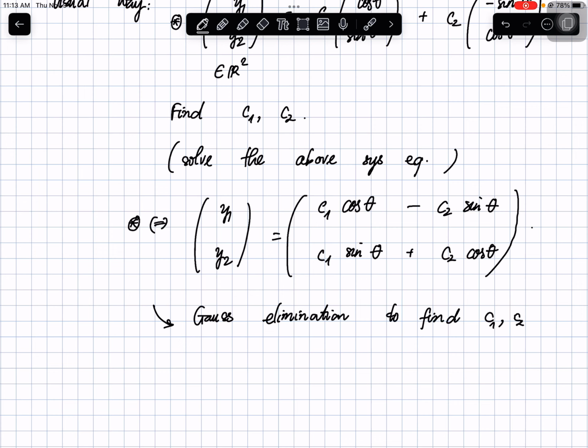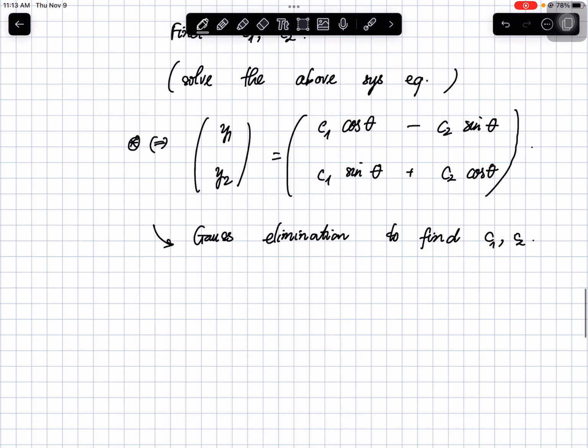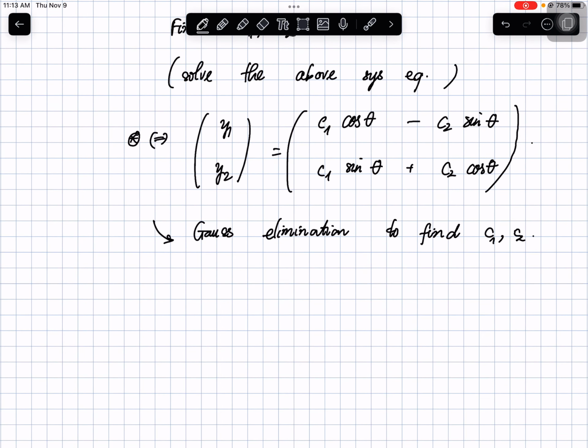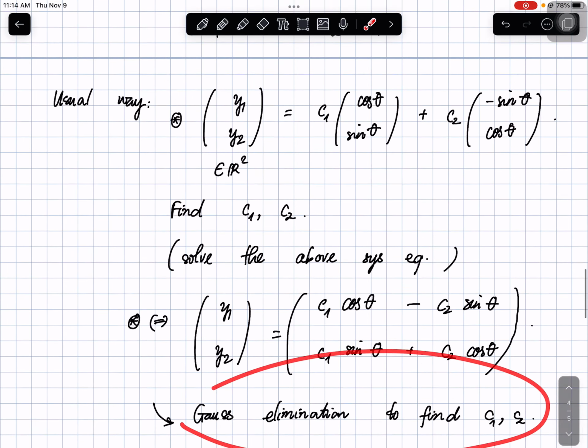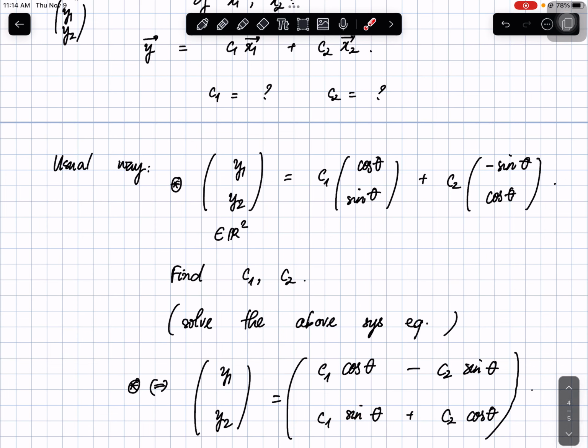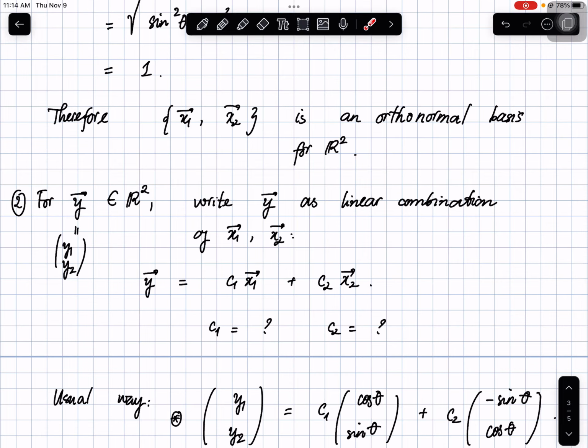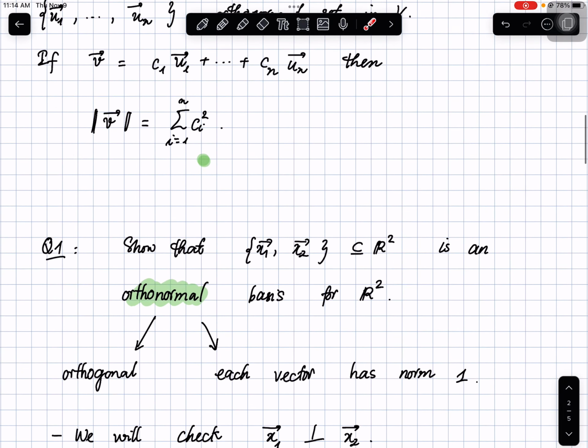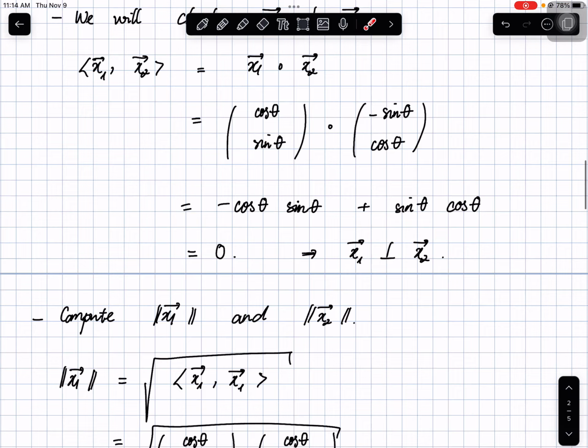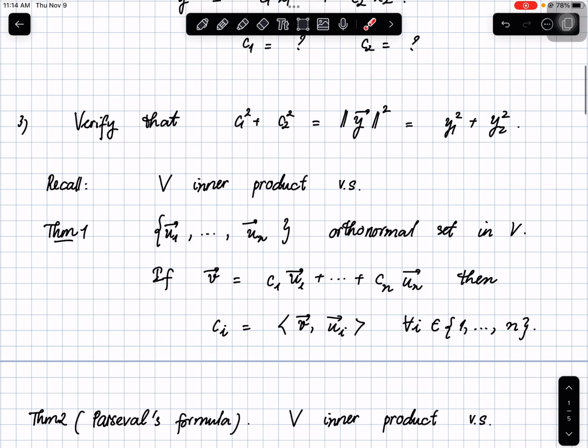C1 and C2. Okay, but for this question, because we are working with an orthonormal set, there's another way. The first way is just to do Gaussian elimination as we did just before from chapter 1. And the second method, we just use a theorem we have in the class. So this is the theorem.